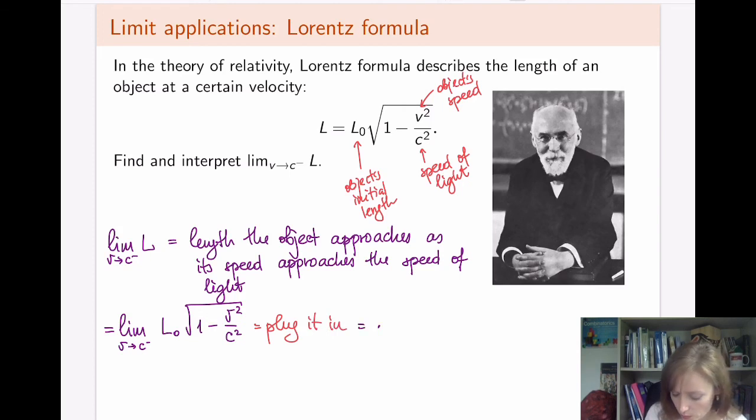Okay, so what am I going to have? I'm going to have L naught. I'm going to put it in square brackets if there is an issue. Otherwise, I'm just going to keep it as is. So I am plugging in v goes to c minus. So I'm plugging in c instead of v. C is an actual number. Speed of light is a known constant, right? So I'm plugging that in instead of the velocity. So I'm going to have 1 minus c squared over c squared.